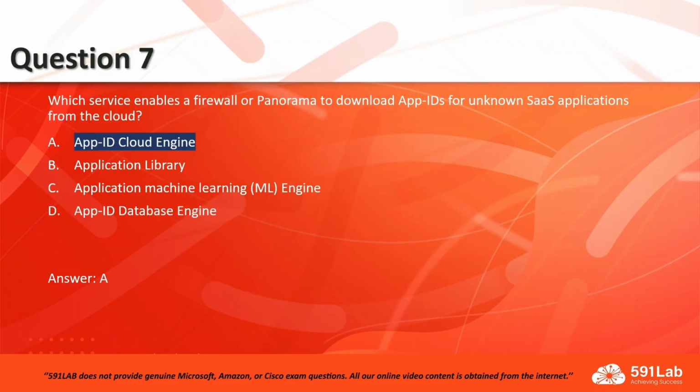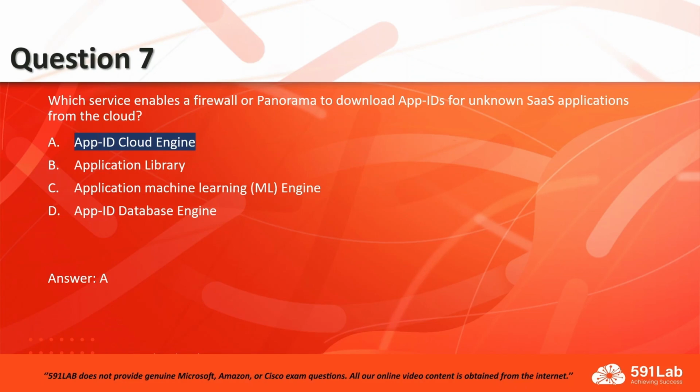Then from the understanding of SaaS Inline Security, we know that Palo Alto can use the application cloud engine to determine the SaaS application. So the answer to question number 7 is A, App-ID Cloud Engine.